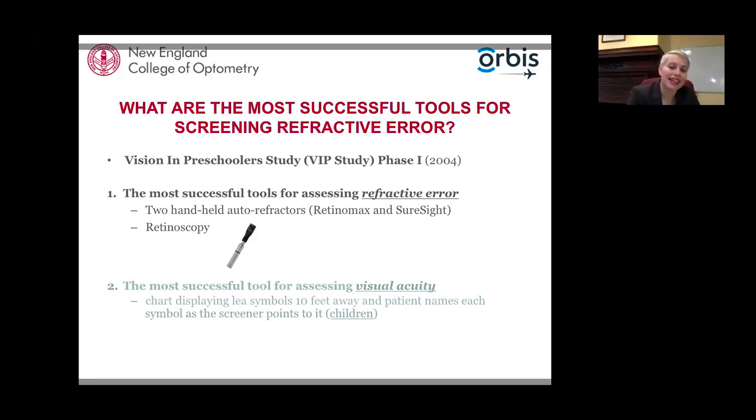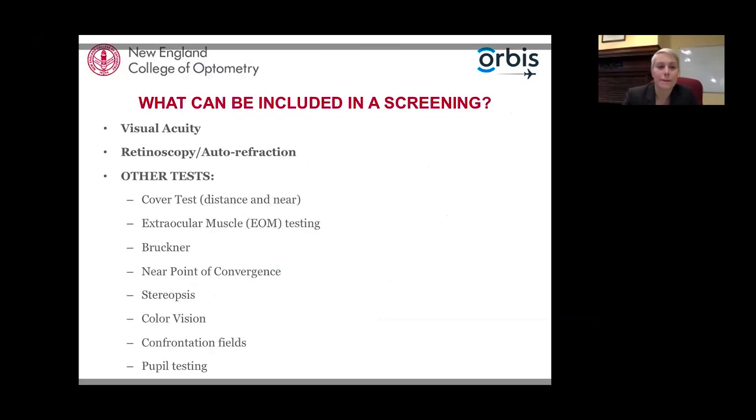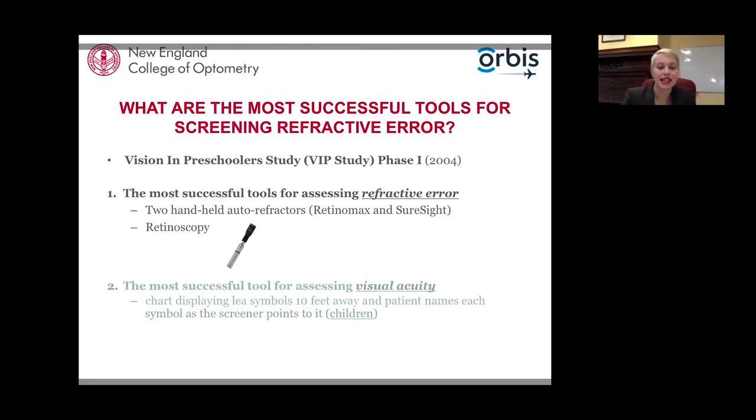I want you to keep in mind again that this was over a decade ago, so there has been a lot of changes when it comes to autorefractors, but this gives you a good start. We're going to discuss the most successful tools for assessing visual acuity, but they also looked into that as well. So first, let's start with what are we going to include in a visual screening? We're going to do visual acuity and retinoscopy. Based on this study here, our most successful tools are autorefractors, retinoscopy, and visual acuity charts.